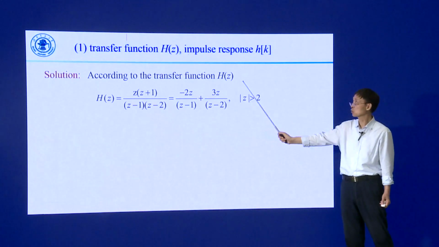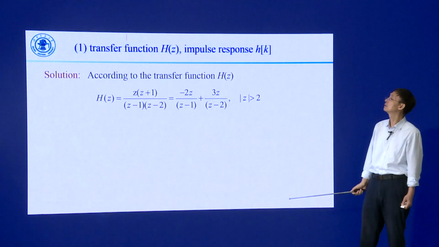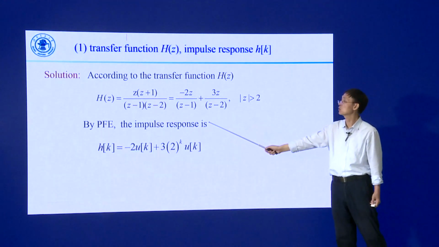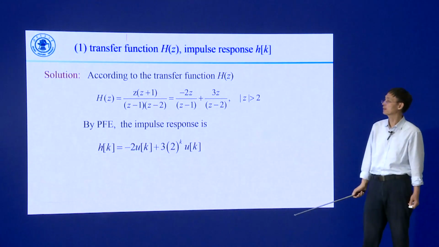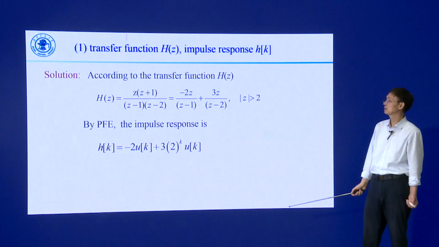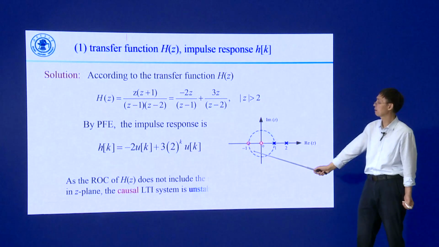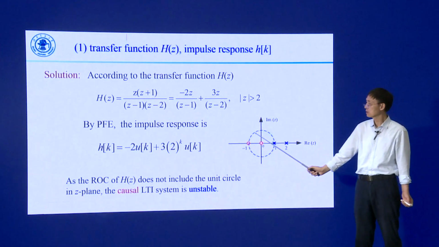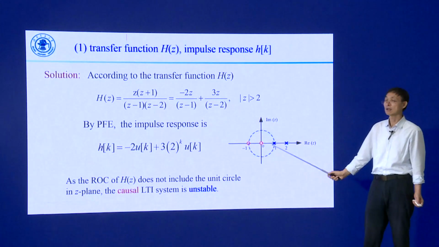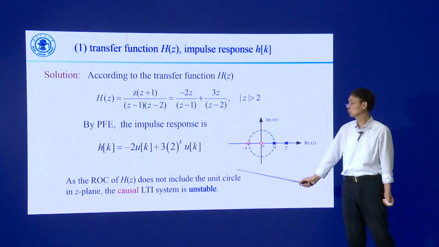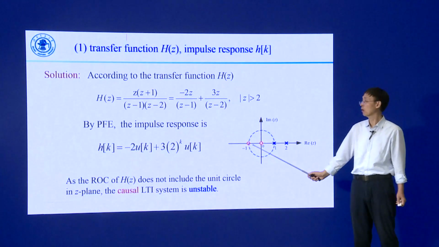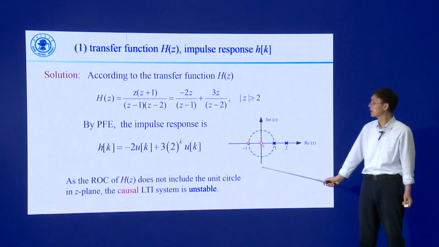According to the system transfer function, we can get its impulse response h(k). As the region of convergence of the system transfer function does not include the unit circle in Z plane, the causal LTI system is unstable.